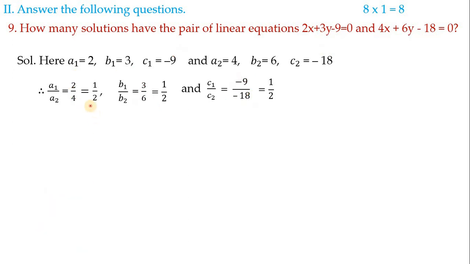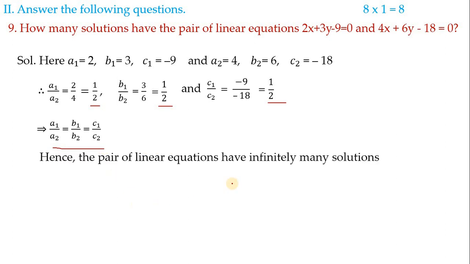Now all the ratios' answers are the same, 1 by 2 itself we have got. Hence a1 by a2 equals b1 by b2 equals c1 by c2. Hence this pair of linear equations has infinitely many solutions because all ratios are equal. Whenever all ratios are equal, both the lines will coincide with each other, hence they have infinitely many solutions.